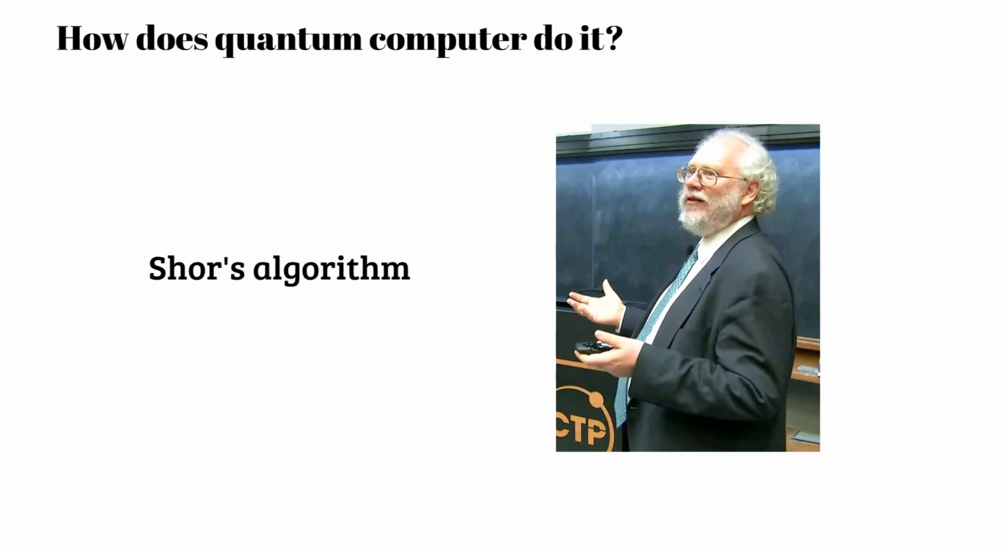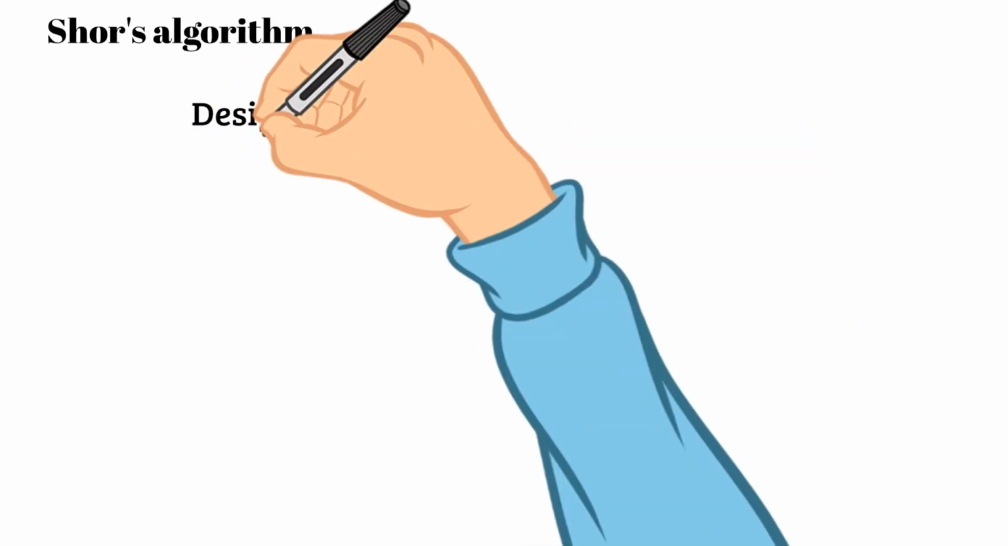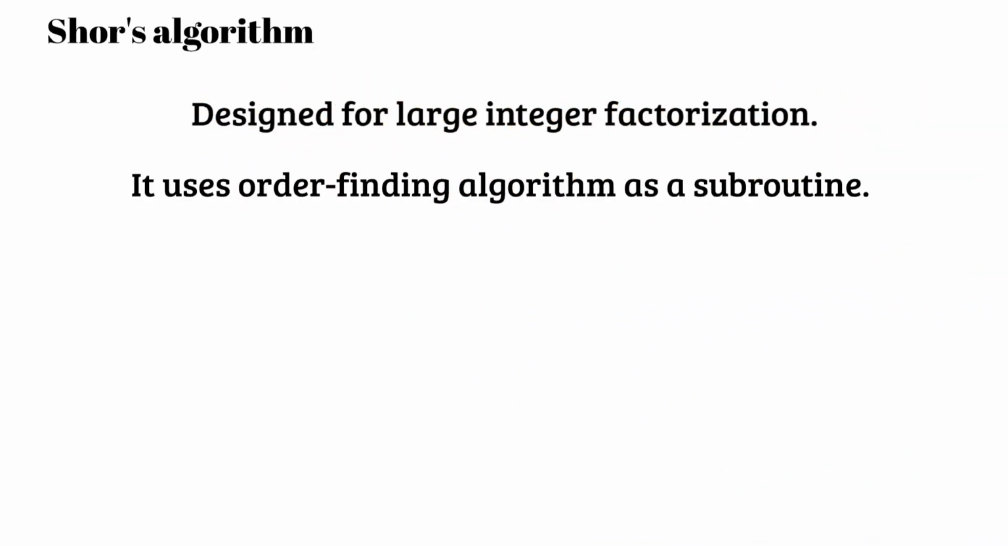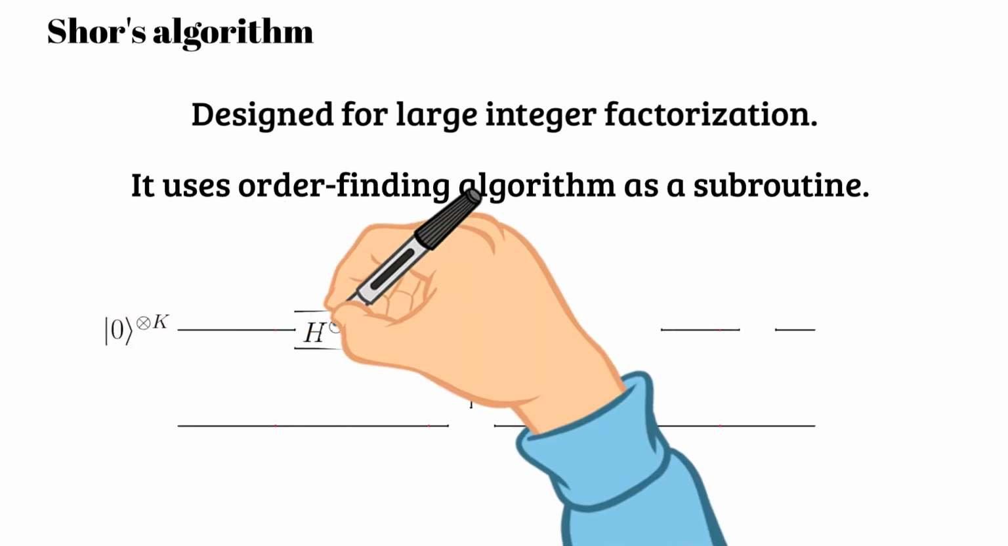Here's a closer look at Shor's algorithm in action. Originally created for integer factorization, it relies on a quantum order-finding subroutine. By rapidly detecting patterns in large numbers, this method can also crack discrete logarithms, making today's encryption schemes vulnerable to quantum attacks. Let's zoom in on the quantum circuit behind Shor's algorithm.